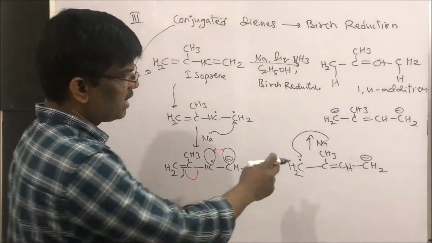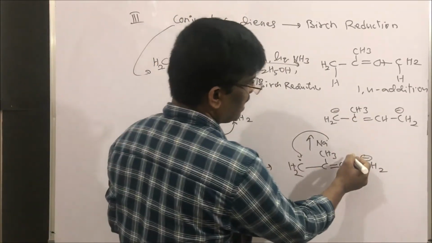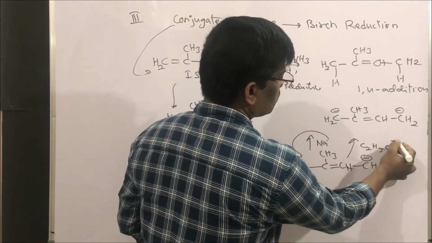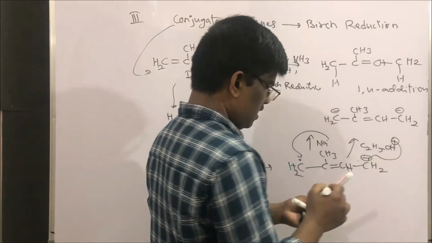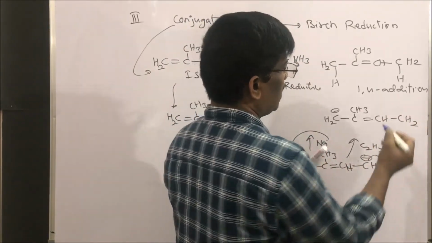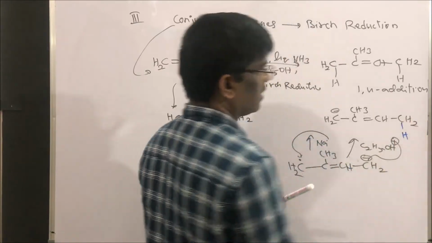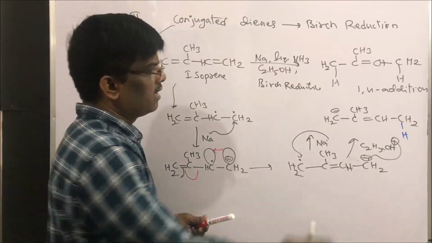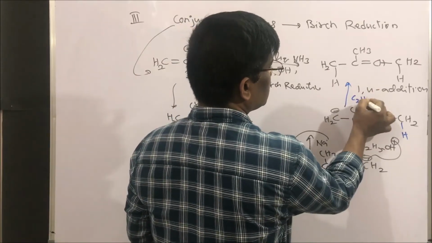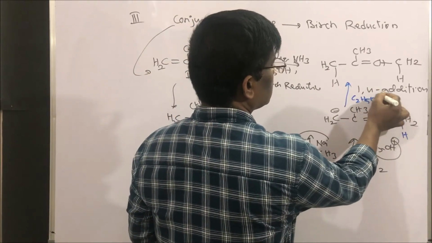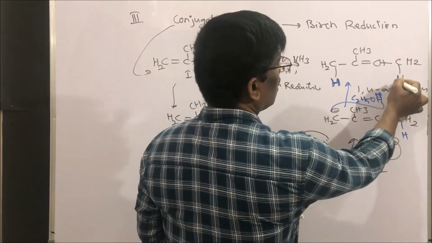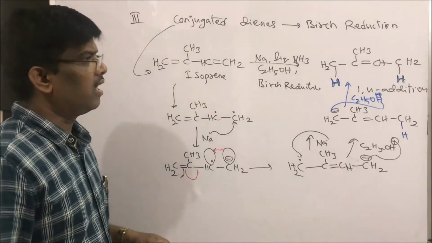Yes students, but before addition of this, it takes up C2H5OH, this proton here. So already it will be added here. Yes students, so it gets proton here. So this takes another proton from C2H5OH, that is here proton will be taken up. So this hydrogen is coming from alcohol, this hydrogen is coming from alcohol.